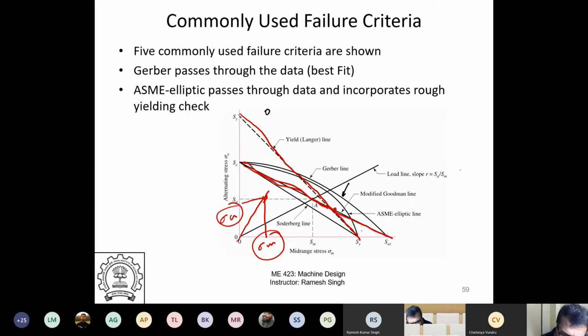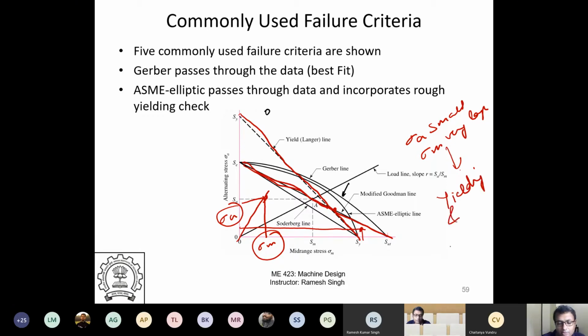Now, if I am here, if the combination is sigma A very small and sigma M very large, it will actually fail in yielding. This combination will result in yielding and not fatigue. So failure will happen in yielding, it will yield and fail. And the critical onset of this combination is called first cycle yielding.